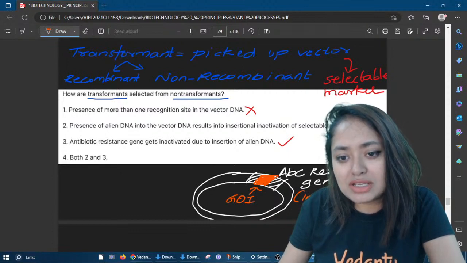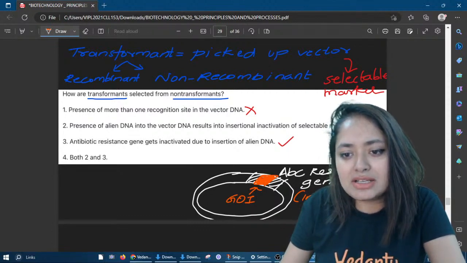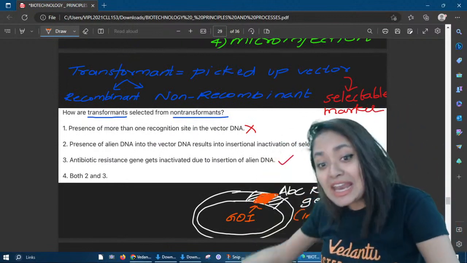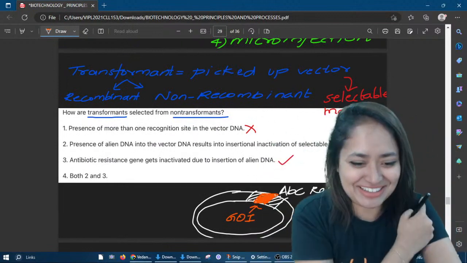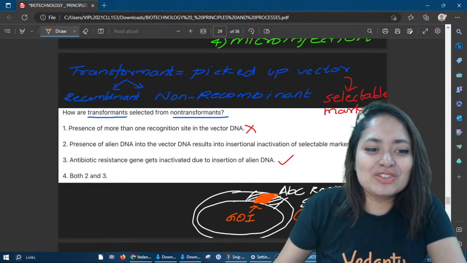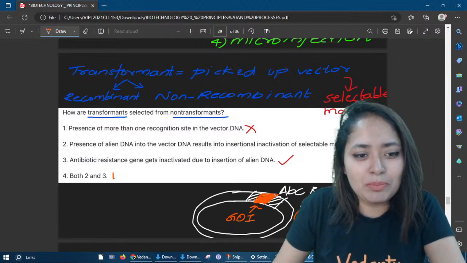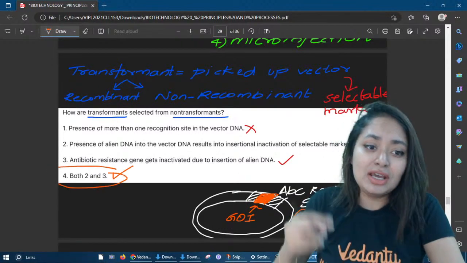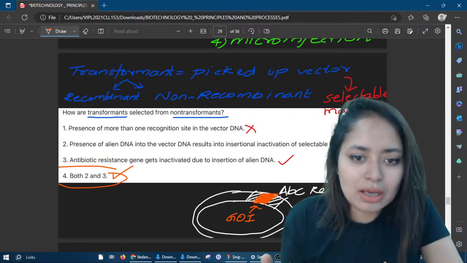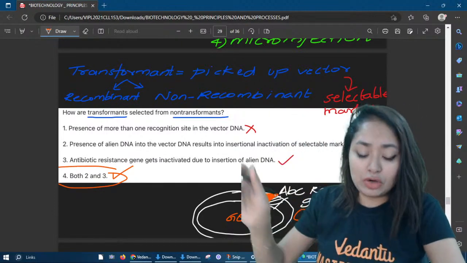So how would you understand there is a transformant? By understanding insertional inactivation of the selectable marker. Understandable, children? So the answer for this question will be both A, 2 and 3. B and C, both options are correct. Perfect. Note it down.